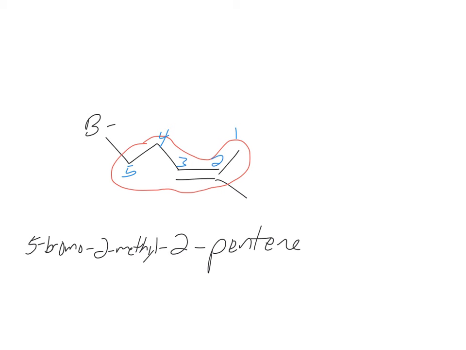And it could get even more tricky, right? If we had decided this was E or Z, then we'd have to put a 2E or 2Z out front. But we don't in this case, because methyl and methyl are the same.